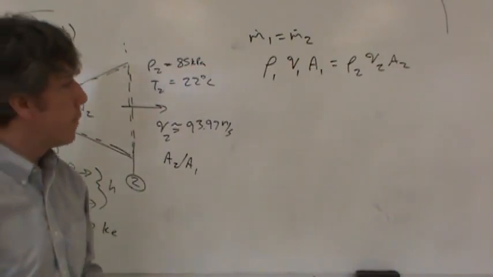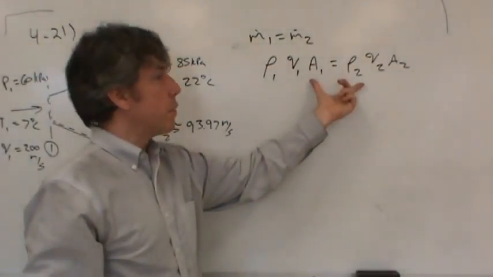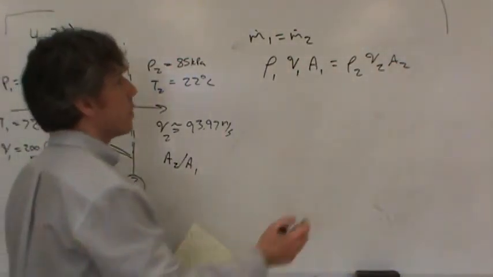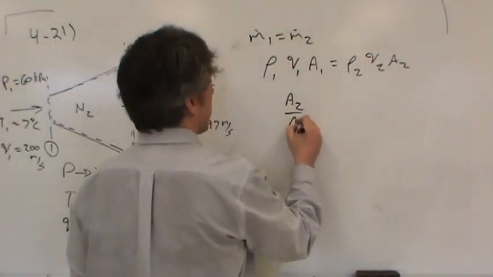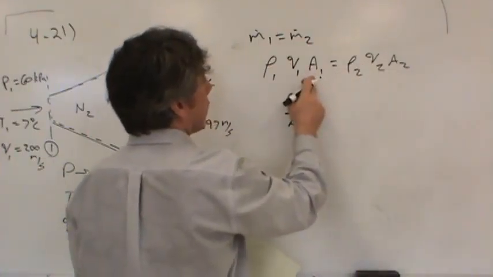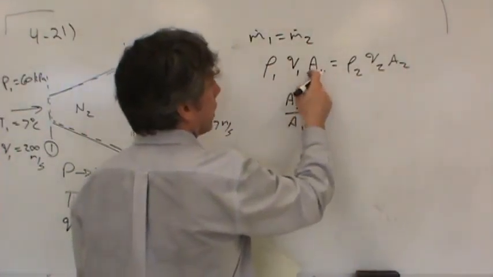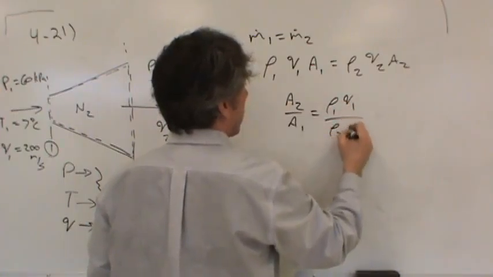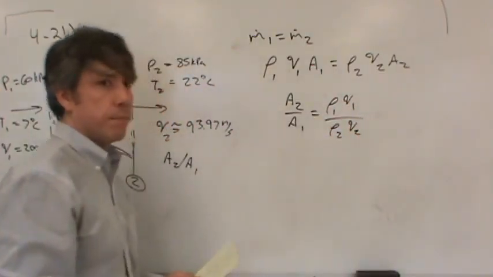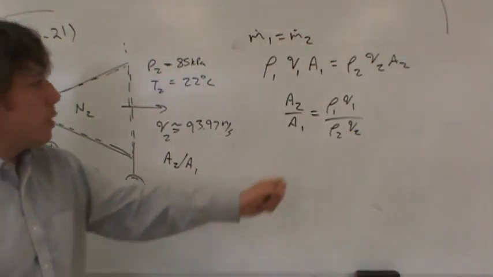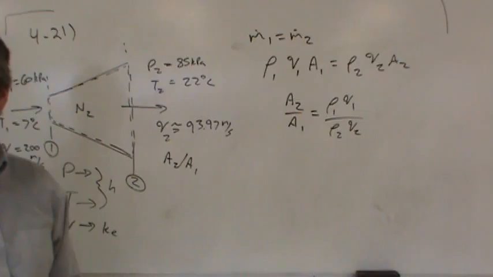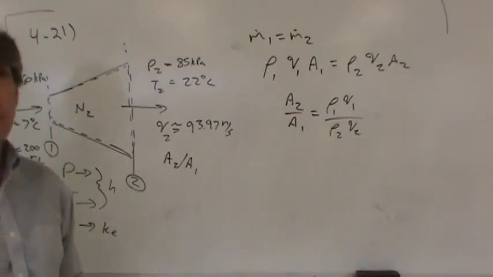Now, why does this equation look useful now? Well, it's got two areas in here, which I can rearrange to solve for the area ratio that's requested. So when you do that, A2 over A1, well, let's see, we'd have to write that as rho 1 V1 over rho 2 V2, right? Now we know the velocities at the entrance and the exit, but do we know the density? Not yet. Now what do you know about nitrogen?